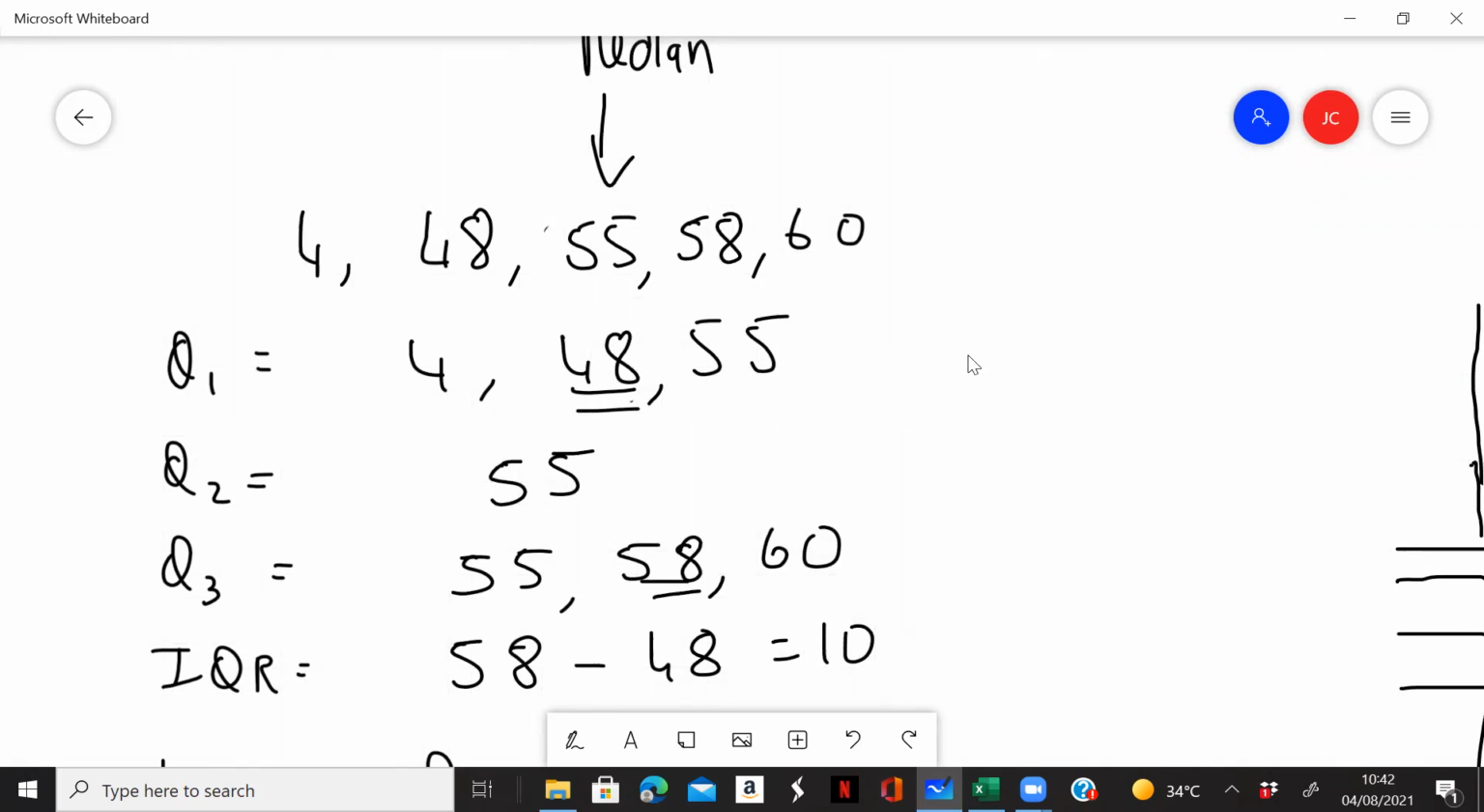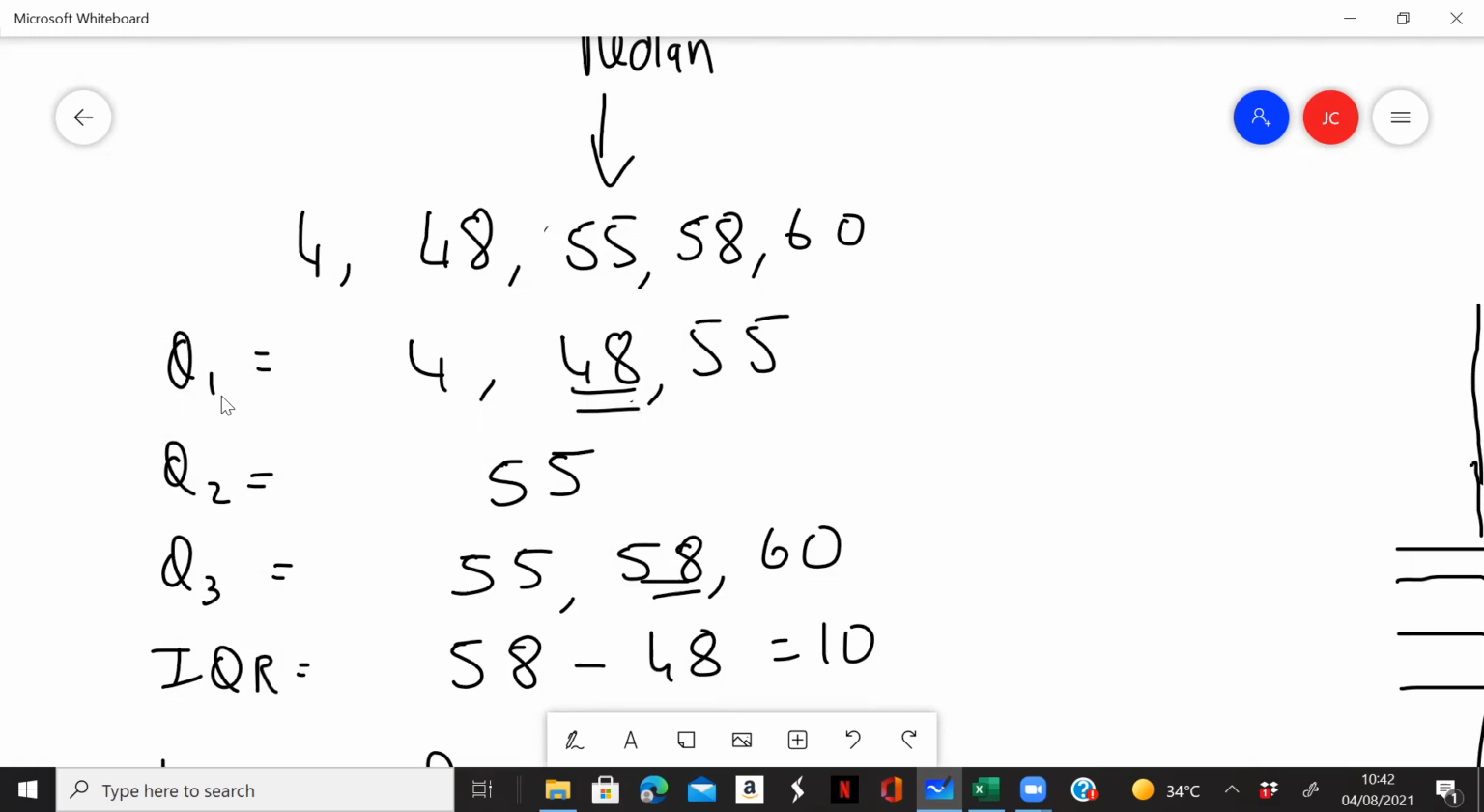We're going to need 3 pieces of information, and these are called quartiles. This is called quartile 1, quartile 2, and quartile 3. Now, what are these numbers? Well, these numbers tell me how my data is divided into percentages. So let me try to explain it a little bit better.